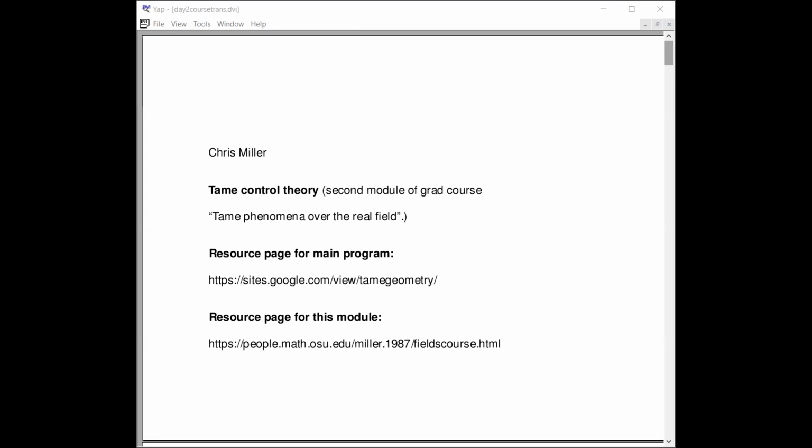Okay, I think we can get started here. I'm just putting this stuff up in case anybody missed these URLs for these web pages. We have a resource page for the main program. There's now plenty of stuff posted there, not just by me, but also by Kobe and Daniel. The resource page for this particular module, here's a direct link. So you can either go straight there or you can get there from the resource page here.